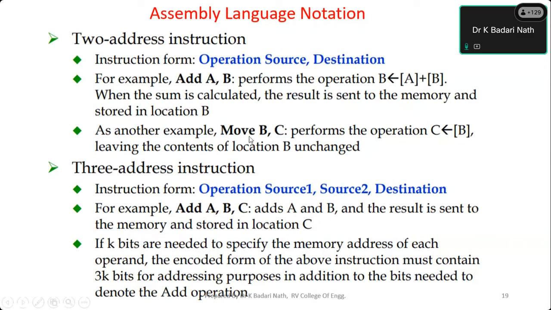Now let's move to the two address instruction. Here, only two operands are specified. One is a source, and the other acts like a source cum destination. That means the destination will also act as source and destination. So what will happen when you say add A, B? Add the contents of A and B, and the answer is to be stored somewhere, but it's not indicated here. So B itself acts as the destination. A plus B, and the answer is stored back into B.